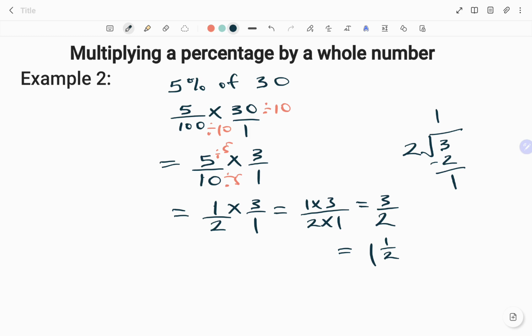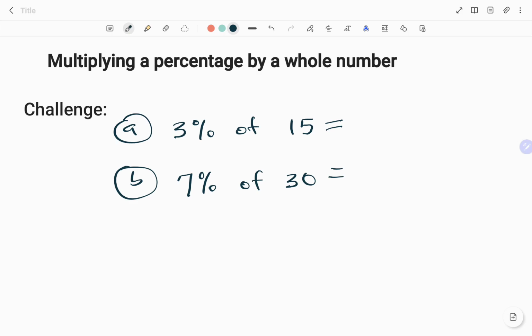Let's go ahead and try the following challenges. In the first challenge, we have 3% of 15. And in the second one, you have to find 7% of 30. You can pause the video and work it out and see if we have the same answer.